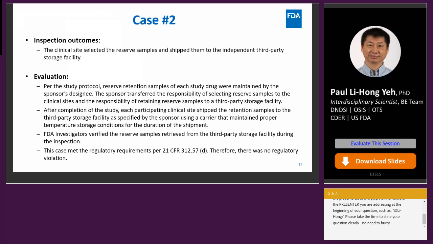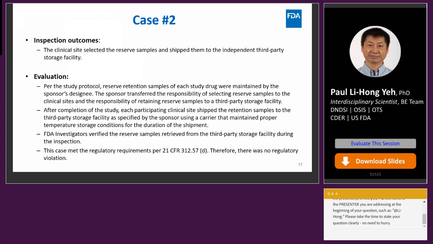After completing the study, each participating clinical site shipped the retention samples to the third-party storage facility as specified by the sponsor using a carrier that maintained proper temperature storage conditions for the duration of the shipment.